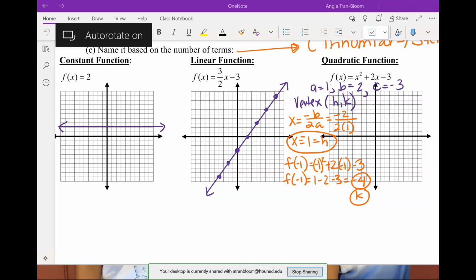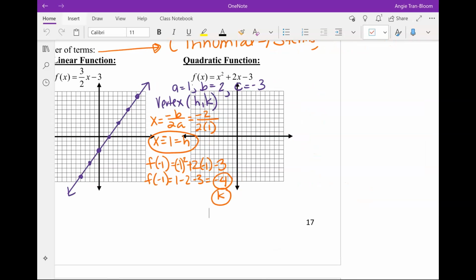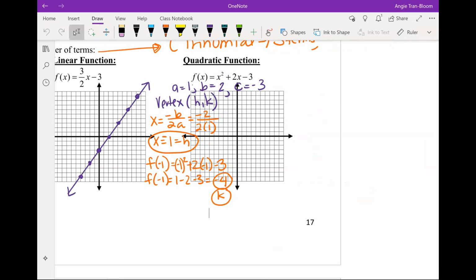We were here, okay? We graphed the constant f of x, which is the same as y equals 2. We graphed the line. We started looking for the vertex of your quadratic function. We found h, and we plugged h into the original equation to find your k. So currently, we have h and k. That will allow us to transform. Okay? But before we transform, let's talk about the parent equation of this.